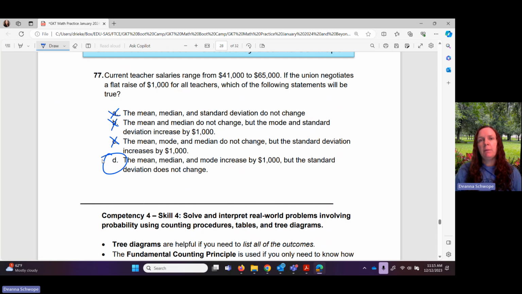So D. Remember what I said before. It's a normal distribution curve. The curve is still moving exactly the same. If everything went up by the exact same amount, everything is still relative to the mean in the exact same way. So the standard deviation does not change, but the others do.